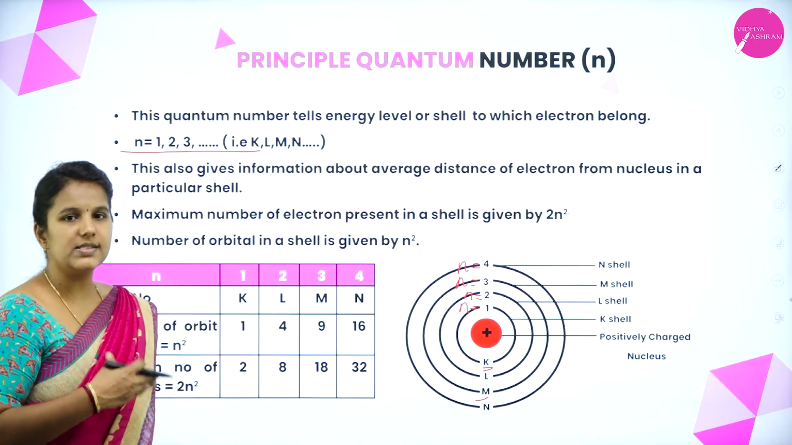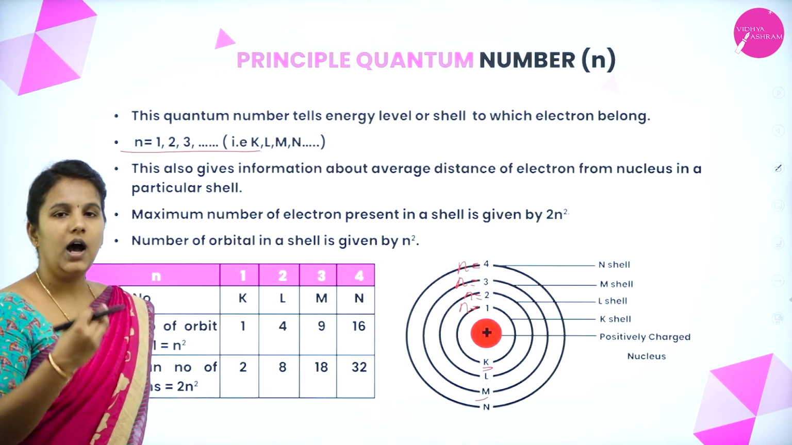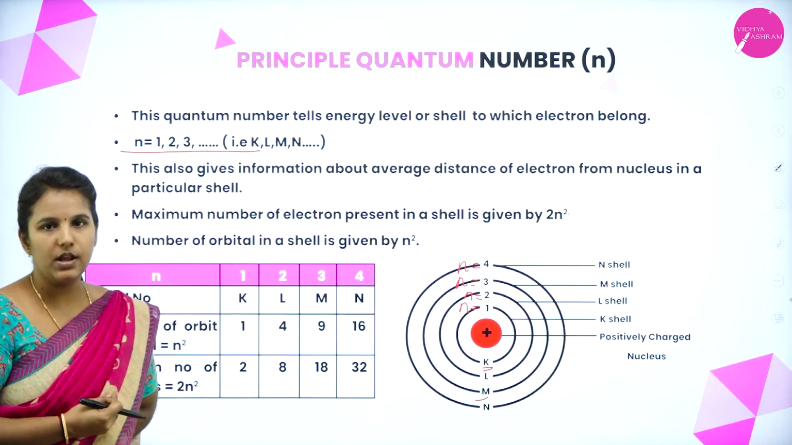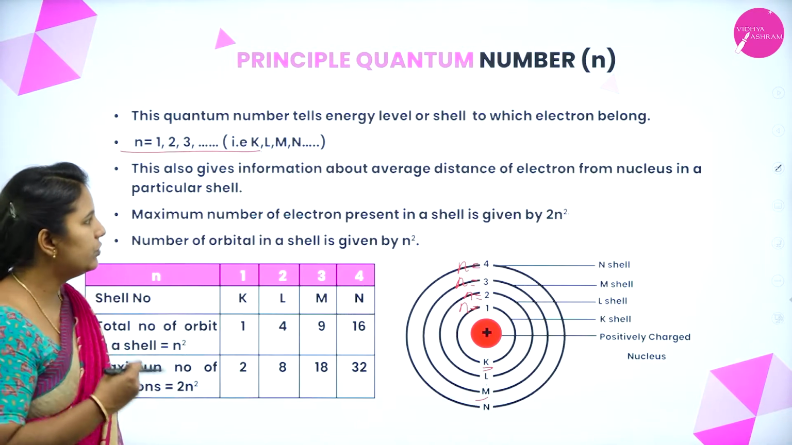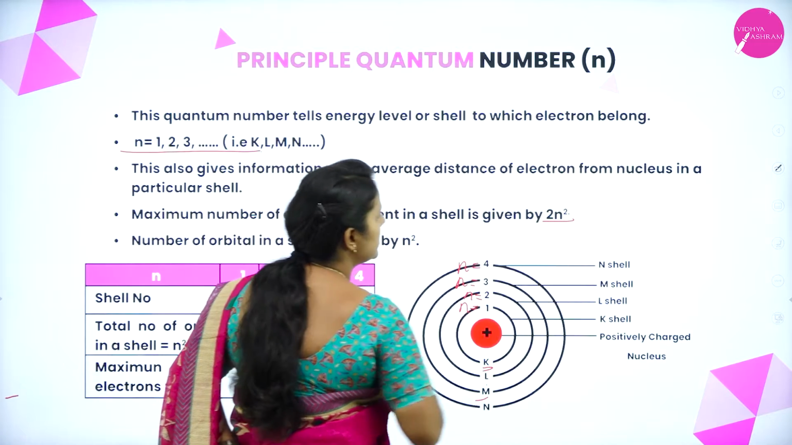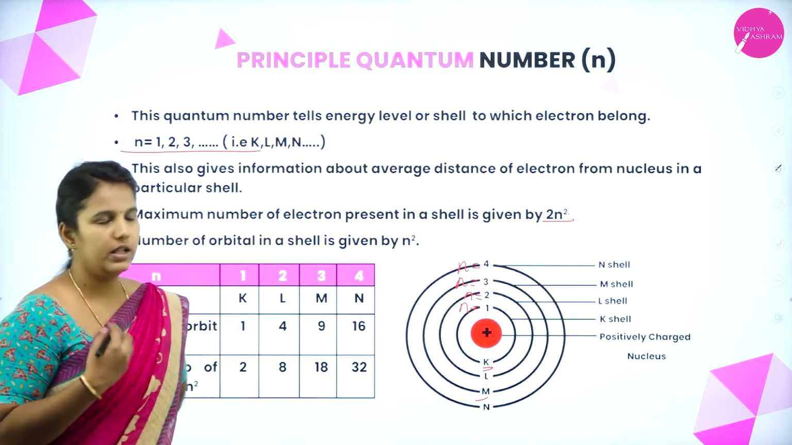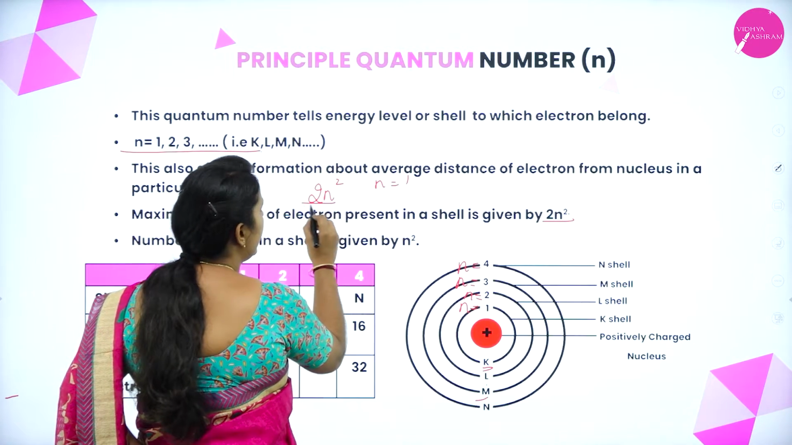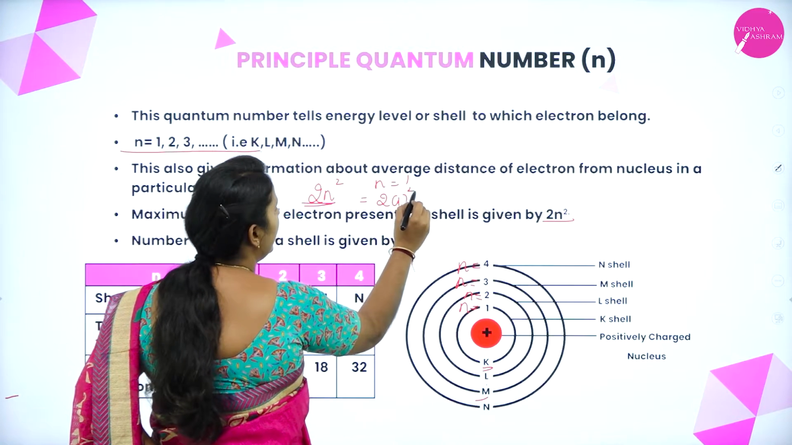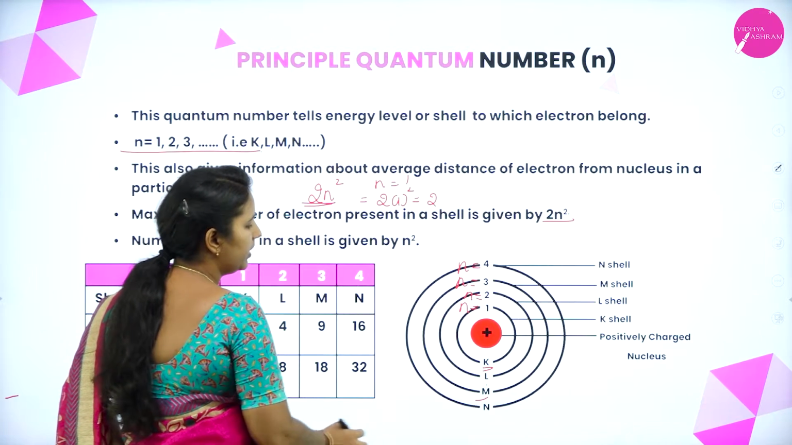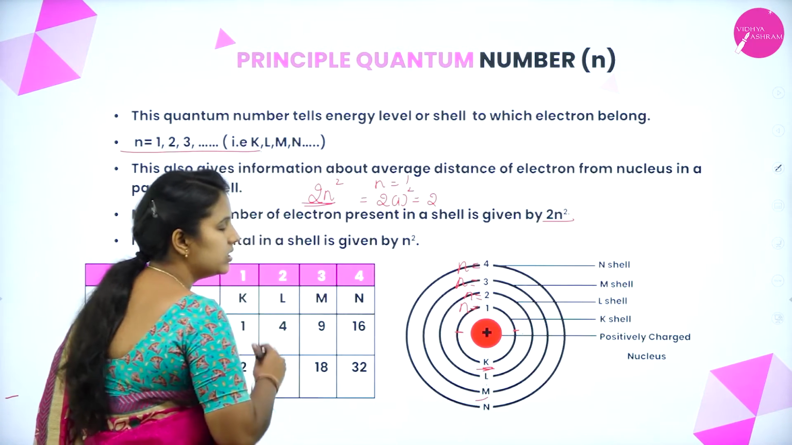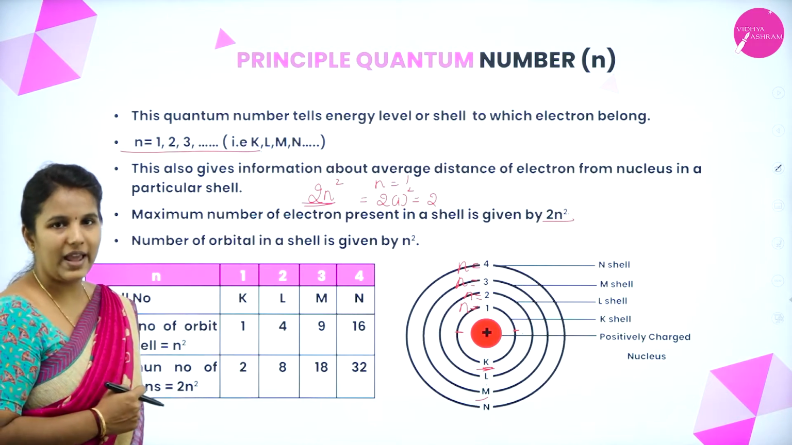After knowing the number of shells, we need to know how many electrons can be filled in each shell. The maximum number of electrons in each shell can be obtained by using a formula called 2n squared, where n represents the number of the shell. Suppose n is equal to 1, then the equation becomes 2 into 1 squared, which is 2. So the K shell can accommodate only 2 electrons.